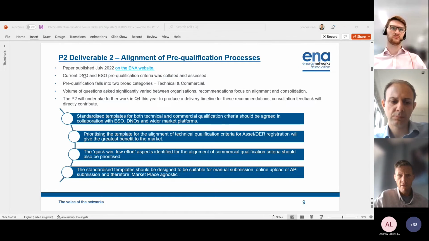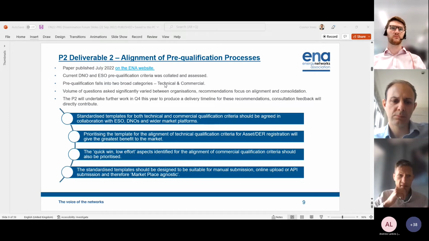So that's real-time procurement. And I think the main purpose of today is the next slide, which is all about the alignment of pre-qualification processes. You have to forgive me a little bit because I've been out of the loop for the last 3 or 4 months, and my co-products lead, Helen Sorden from WPD, has been doing a lot of work on this Deliverable 2, the alignment of pre-qualification processes. I can provide you an update, but for any further information, either go to the ENA website where we publish the paper, or reach out to me and Helen.